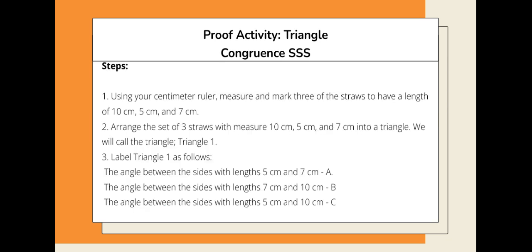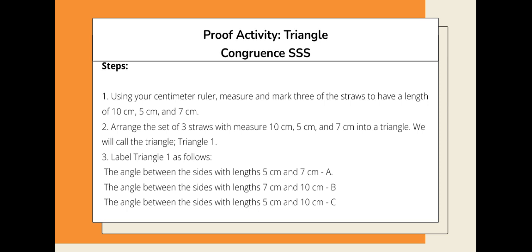The activity starts with asking the students to pick 3 straws and measure sides 10, 5, 7 centimeters and cut the straws to that length with scissors. I usually conduct the activity in groups as that promotes discussion, increases engagement, and usually makes the activity flow quicker.